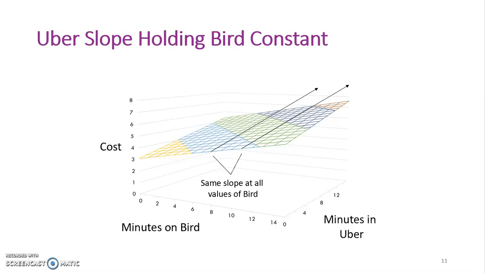So the slope for Uber, the simple slope, holding bird constant, stays the exact same. So when we hold bird constant, that's essentially saying that for minutes spent in the Uber, the slope relating to the cost outcome is going to be the same slope for Uber at all values of bird.